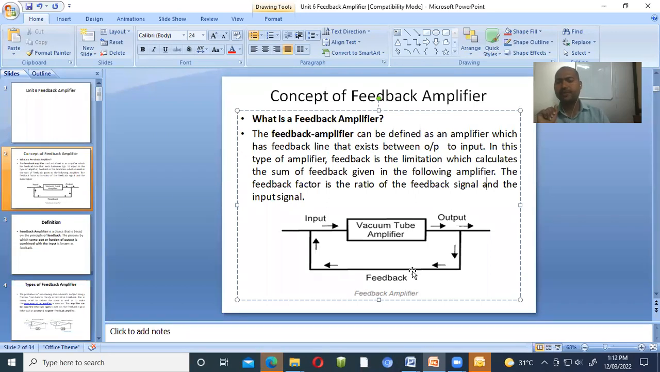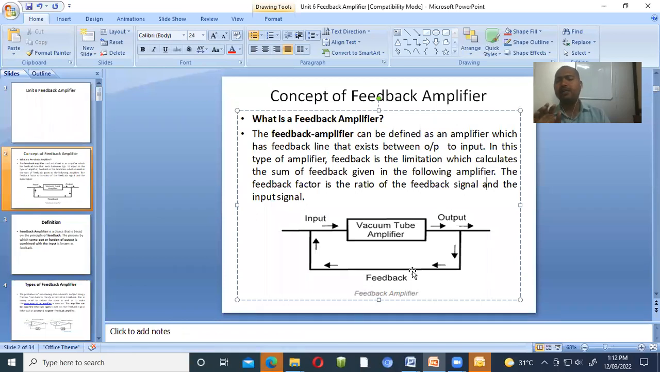So what does feedback mean? Feedback indicates that some part of the output is again applied to the input. This is nothing but feedback. I'm telling you again the concept of feedback and amplifier separately. Feedback indicates that some part of the output is again applied to the input. It is called feedback.